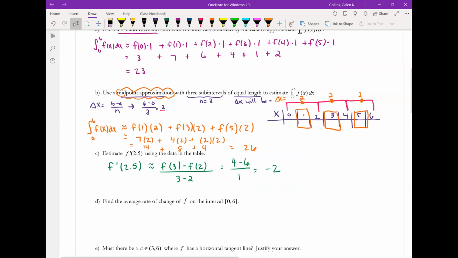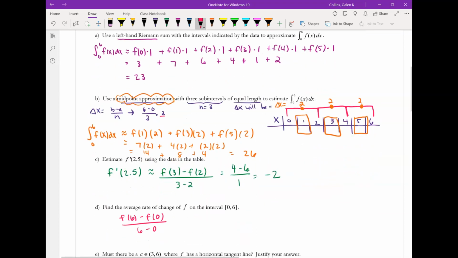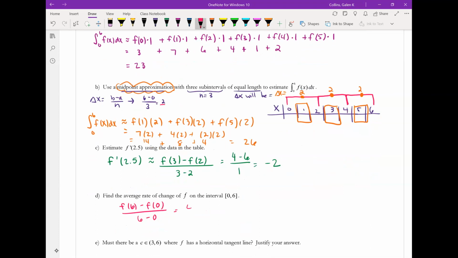In part D, we're just asked to find the average rate of change of f on the interval 0 to 6. So we know that's f of 6 minus f of 0 over 6 minus 0. So 4 minus 3 over 6. So we get 1/6.